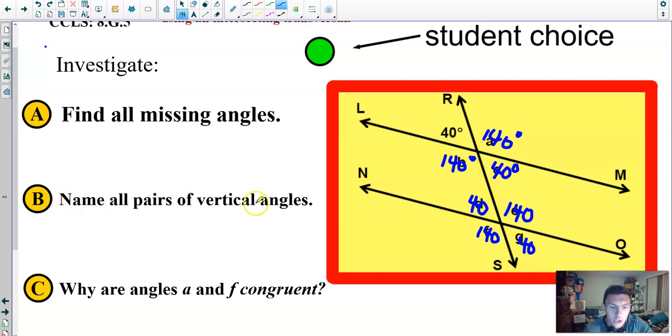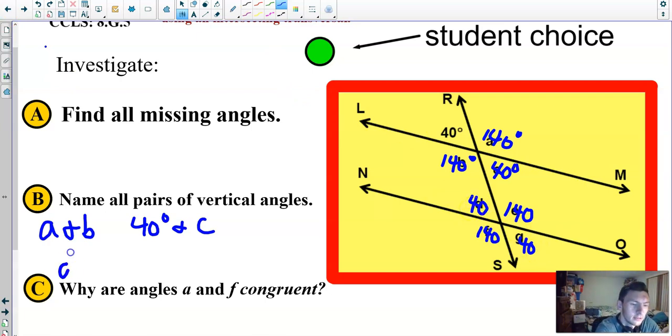Name all the pairs of vertical angles. So I'm looking at the diagram. I see that A and B are vertical. So A and B. The 40-degree angle and C. The 40-degree one doesn't have a letter, so I'm just writing 40 degrees and C. And now I look down here, I see D and G are vertical. D and G. And E and F are vertical angles.